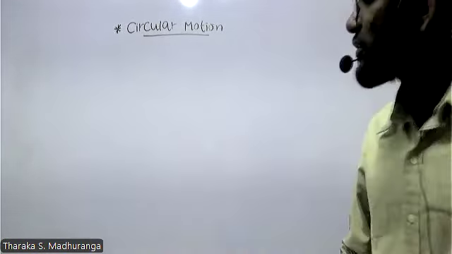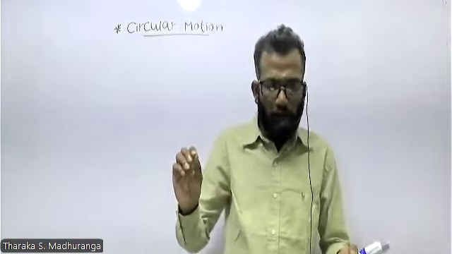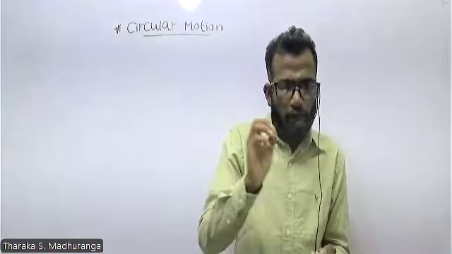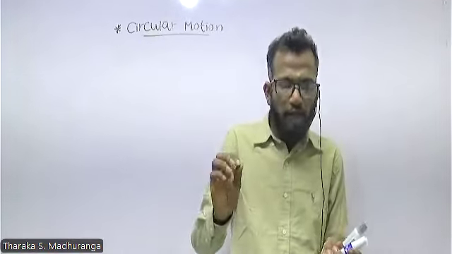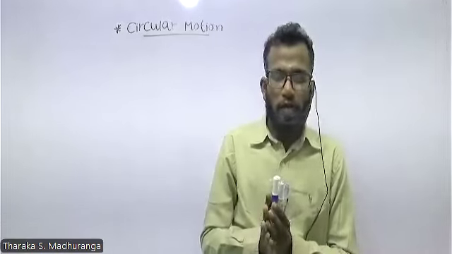Yeah, what is the definition? Circular motion is when any object rotates around a reference point, where the rotational axis is outside of the rotating object.